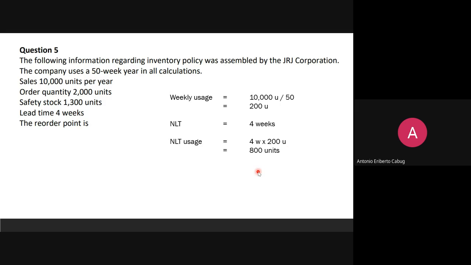Okay? So, kailan tayo mag-order? Mag-order tayo kapag 800 units na lang. Tama? Yan ay kung walang safety stock. Kung may safety stock tayo, katulad nito, 1.3, huwag natin i-consume yung 1.3. So, the reorder point is the normal lead time usage plus the safety stock. 800 plus 1.3 is 2.1.